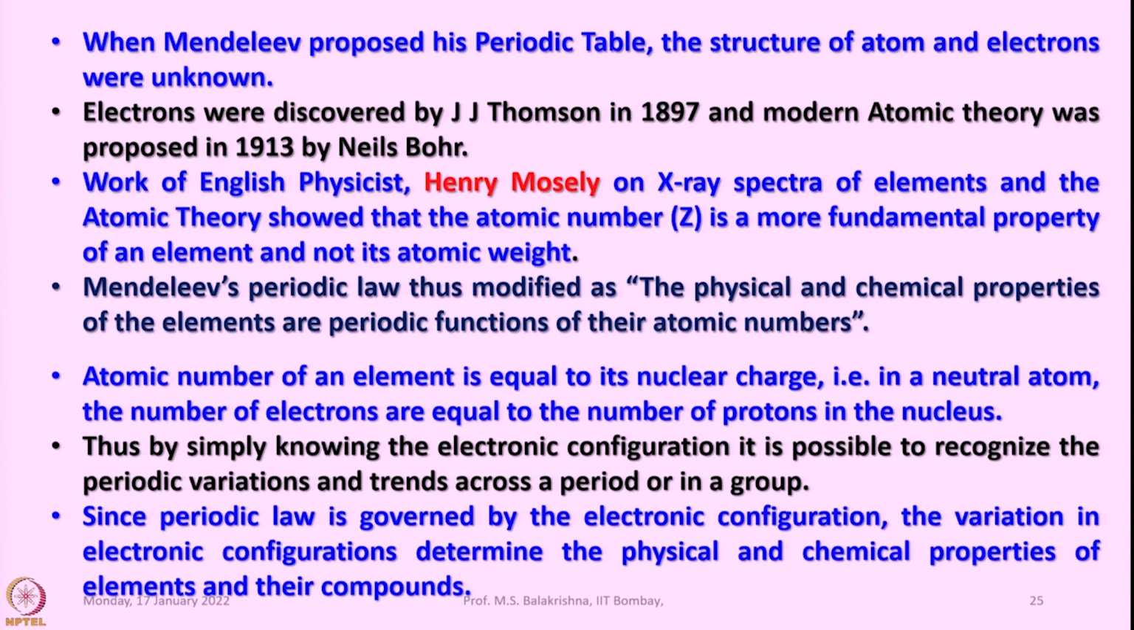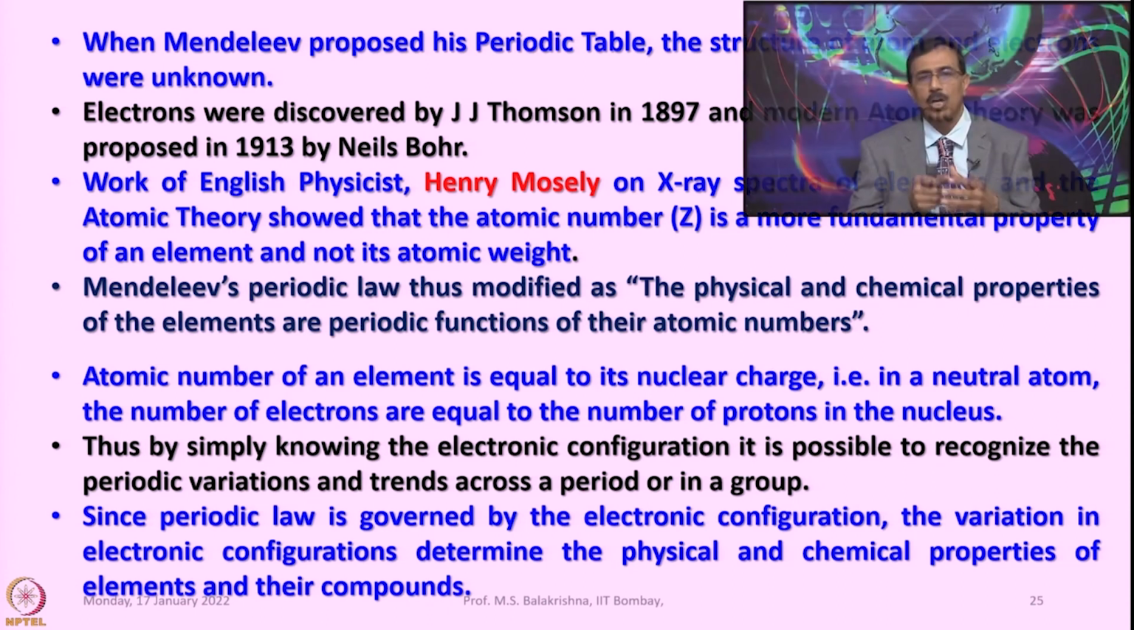And of course, you all know that electrons were discovered by J. J. Thomson in 1897 and modern atomic theory was proposed in 1913 by Niels Bohr, and the work of the English physicist, we should remember him, Henry Moseley, on X-ray spectra of elements, and the atomic theory showed that the atomic number is a more fundamental property of an element and certainly not its atomic weight. So, Mendeleev's periodic table was thus modified: the physical and chemical properties of the elements are periodic functions of their atomic numbers. I repeat again, the physical and chemical properties of the elements are periodic functions of their atomic numbers.